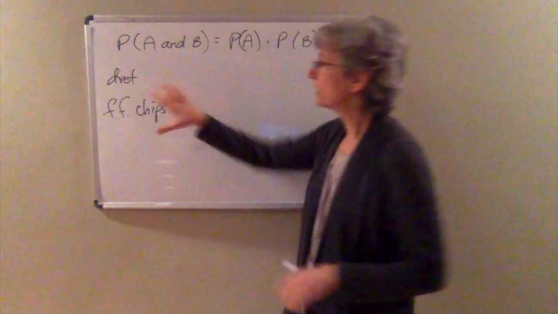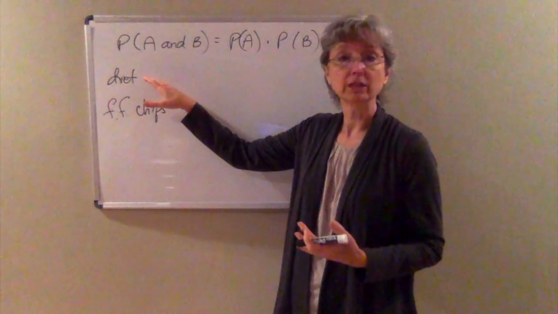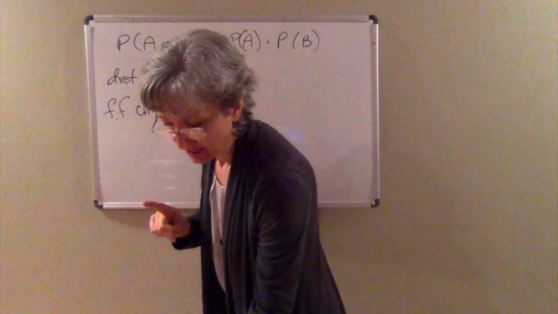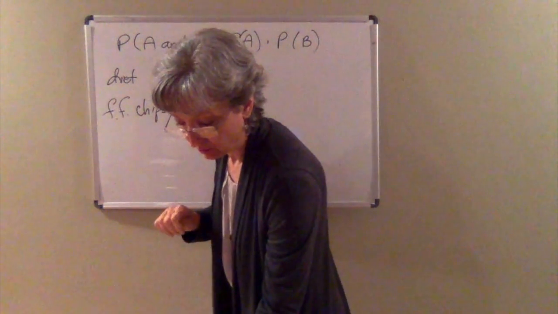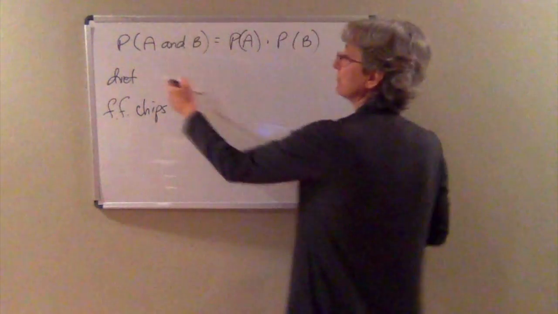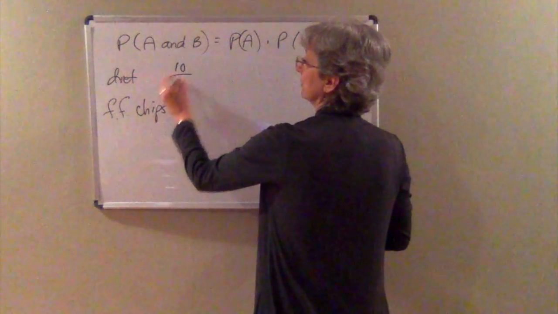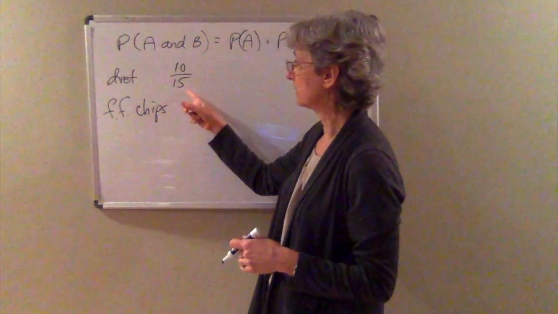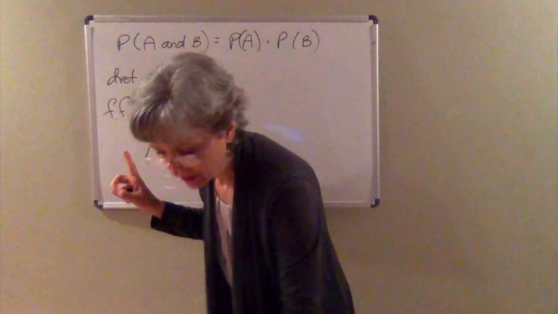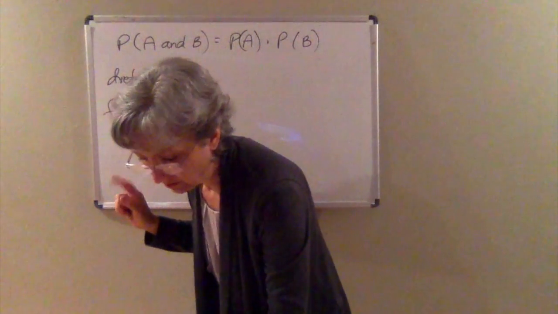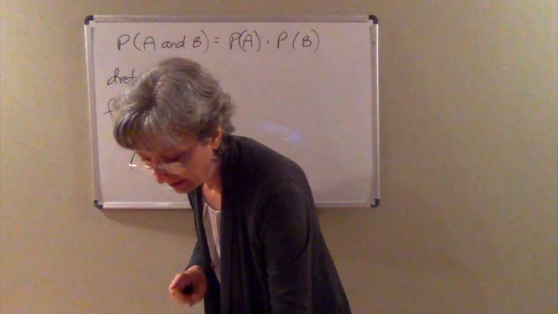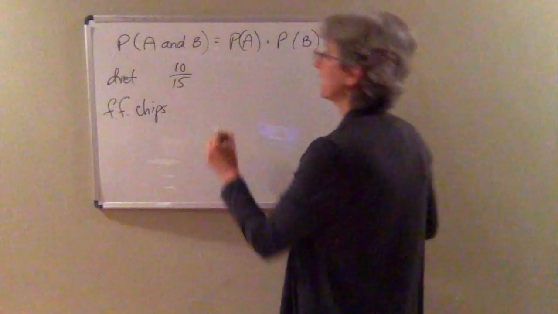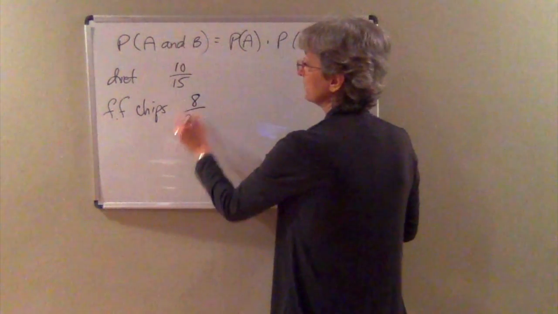Anyway, we're going to look at the probability of a diet drink. So look at what we said earlier. There are 10 diet drinks and 5 regular drinks. So 10 out of 15 are diet, or 2 out of 3. That's this one. The probability of the fat-free chips, I need to look back at my list. There are 8 fat-free and 12 regular. So that means that fat-free is 8 out of 20 total.